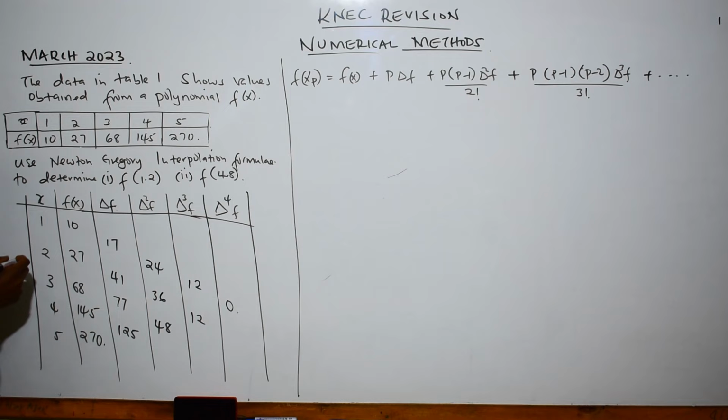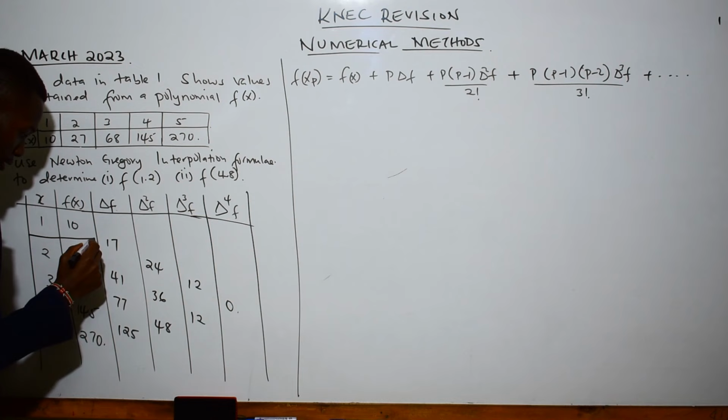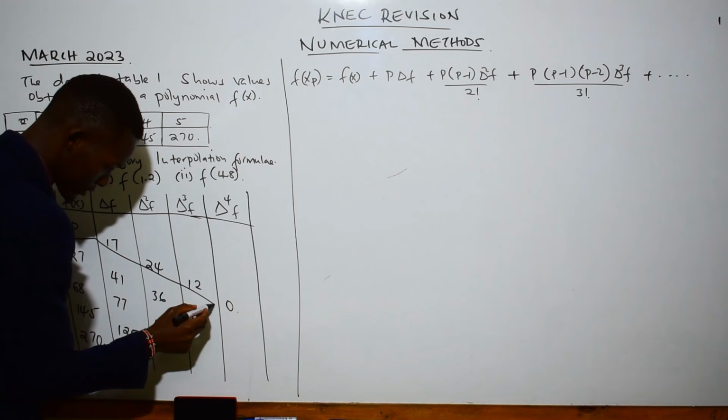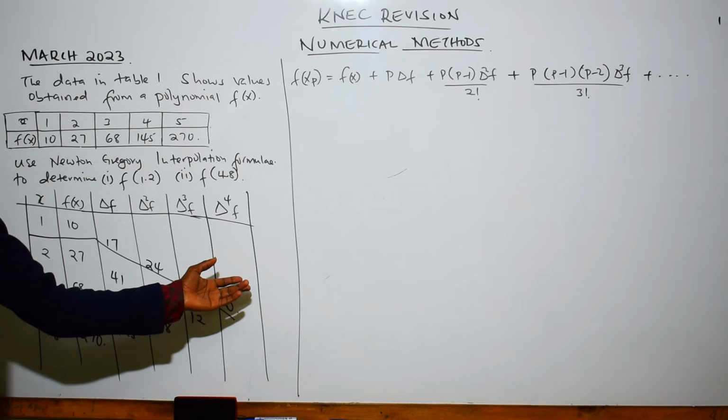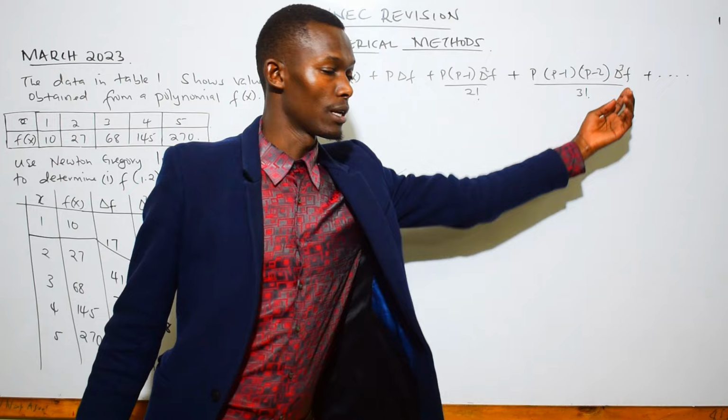So 1.2 lies between 1 and 2, so it will lie between there. So the differences that we're going to be using are these differences here. And you can see by the end of the day we shall have up to the third difference, because the fourth difference is zero. So basically our data will reach there.